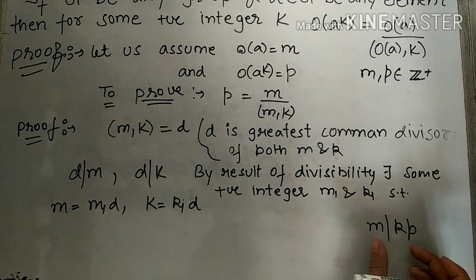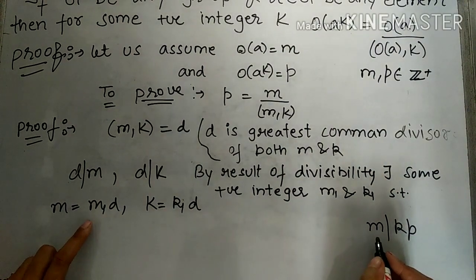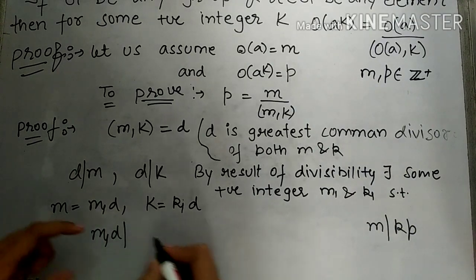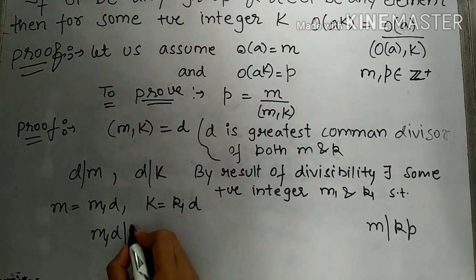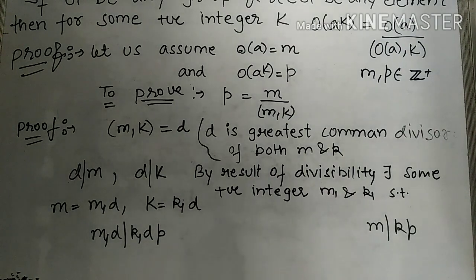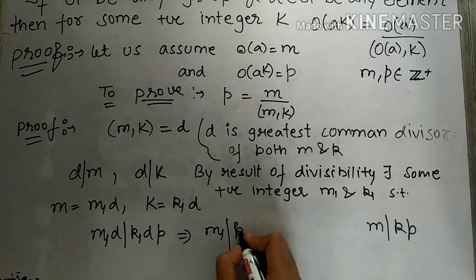In that equation, put the values of m and k from here. So what will we get? Put the value of m, we will get m1d. It will divide k, where k is equal to k1d into p. Now cancel d from both the numerator and denominator. What we get from here is that m1 will divide k1 into p.